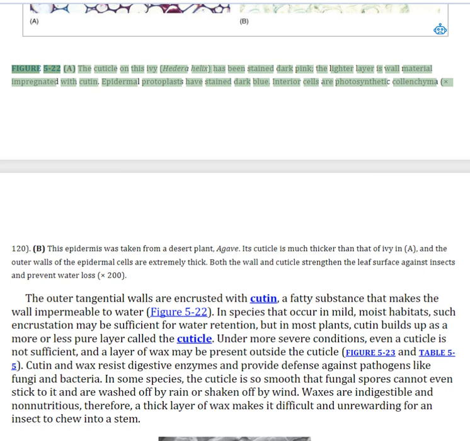Figure 5.22. The cuticle on this ivy has been stained dark pink. The lighter layer is wall material impregnated with cutin. Epidermal protoplasts have stained dark blue. Interior cells are photosynthetic parenchyma.